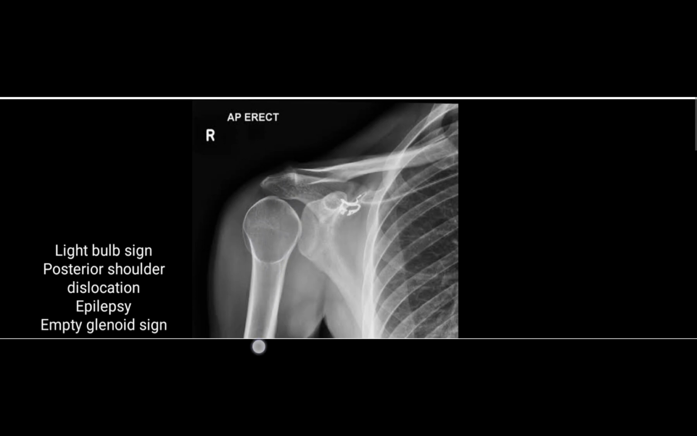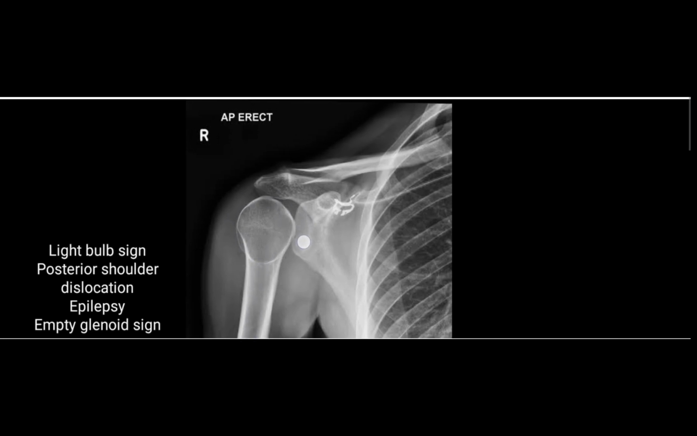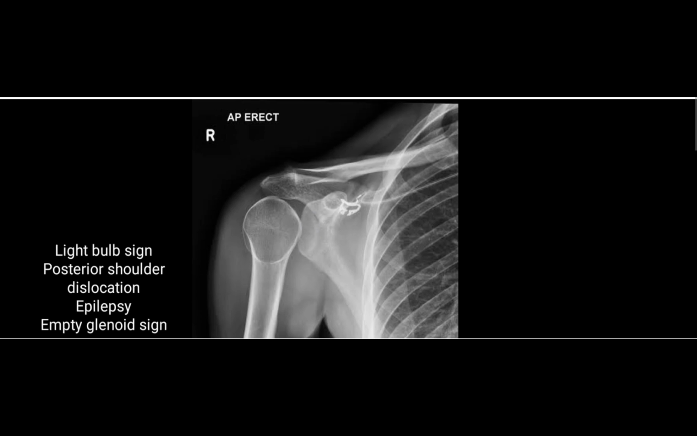Then next we have the image of the shoulder dislocation. Here shown is posterior shoulder dislocation. It will demonstrate classical light bulb sign, also known as empty glenoid. Okay, glenoid cavity is empty and it is seen in epilepsy.